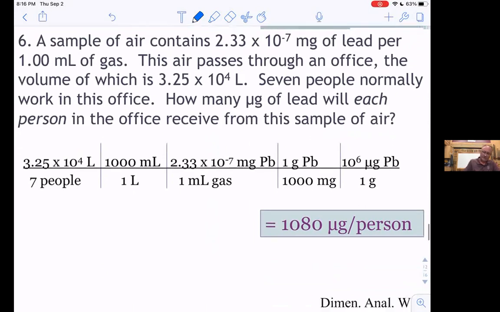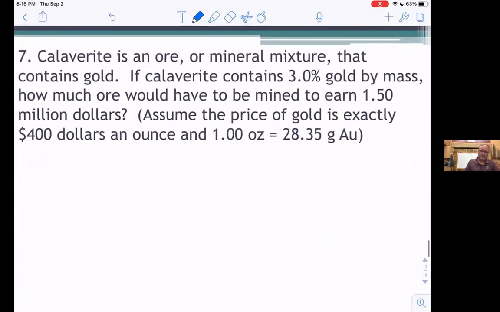It's okay. On number 7, it says that you have an ore. It's a mineral mixture that actually contains gold. If the ore has 3% gold by mass, now that's an important thing to know what that means. If they say it's 3% gold by mass, they're giving you a conversion factor. They're telling you that 3.0 grams of gold is in 100 grams of the ore. Yeah, the calaverite. And that's fine.